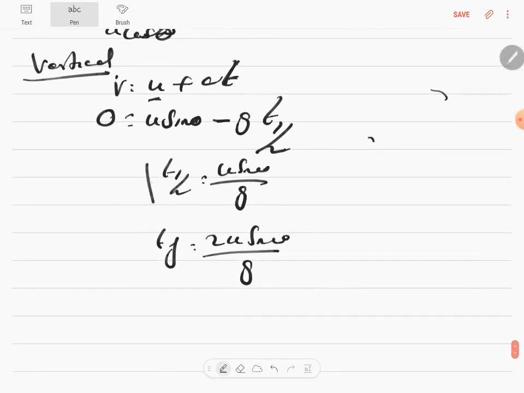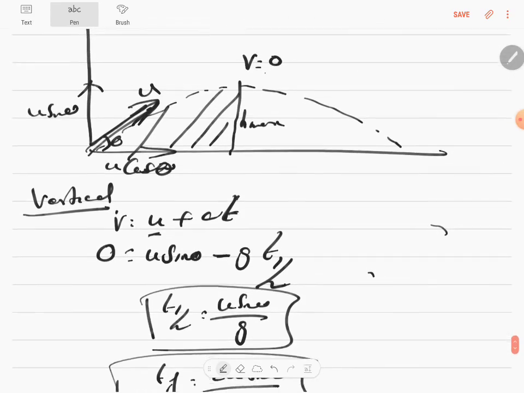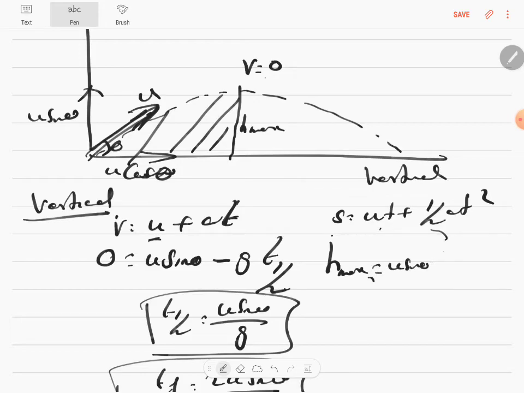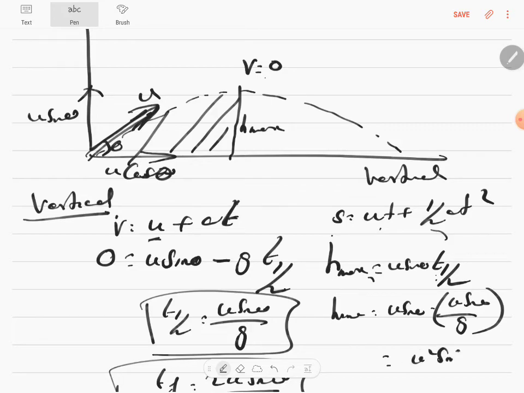Now height maximum, let's find the height maximum. So you find time of half flight, you find time of full flight. Let's find height maximum, which is like s is equal to ut plus half at square, where s you are repeating it as height maximum. So which means it's vertical component again. U will be u sin theta into t. And t will be time of half flight. H maximum is u sin theta into time of half flight. You just found it to be u sin theta by g. Therefore, u square sin square theta by g is the formula for height maximum.